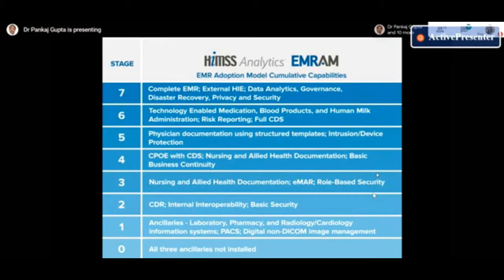If you look at it, the external HIE is at level 7. That's our pillar 5. Governance, pillar 7. That's why I say governance comes later. It's a maturity model. Once you've had very strong governance, that means you're at level 7. Disaster recovery, privacy and security we've spoken about a lot in many of our other sessions. These are all level 7. When they say complete EMR, that includes all the modules that Priyanka was talking about.